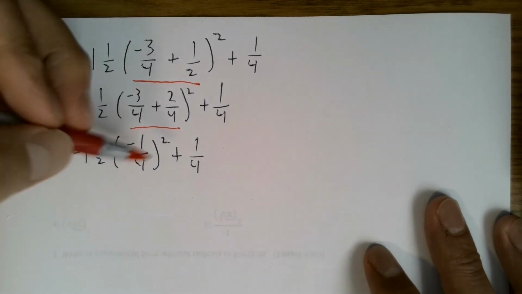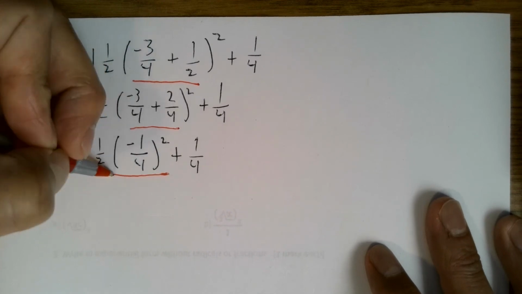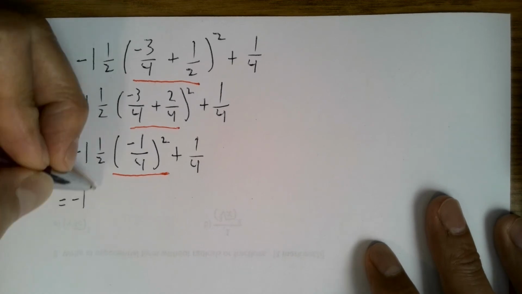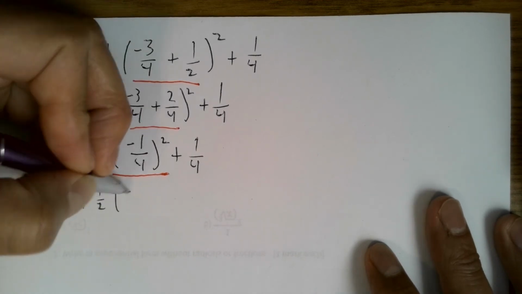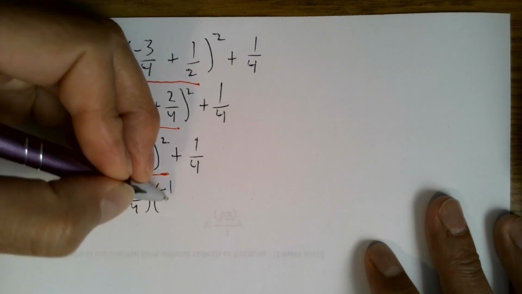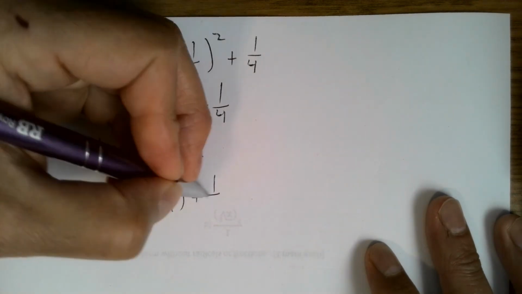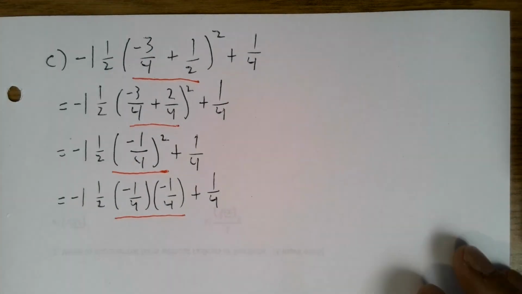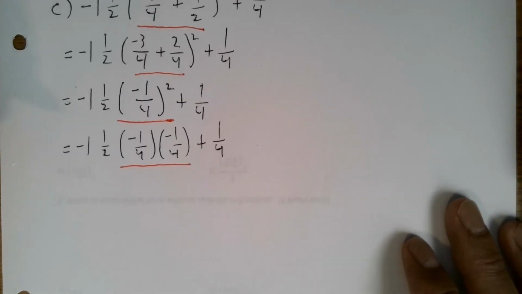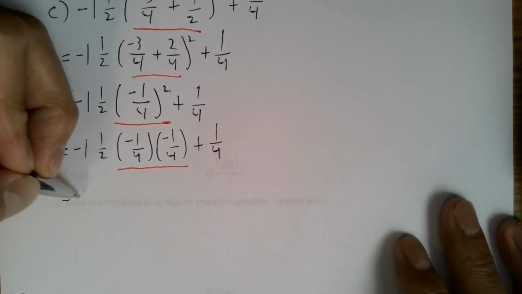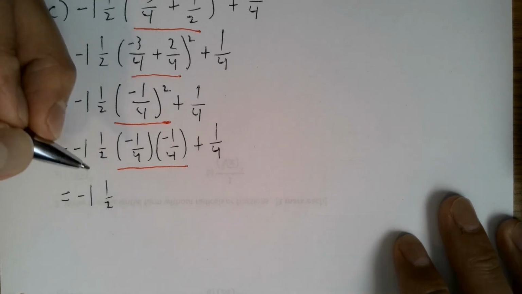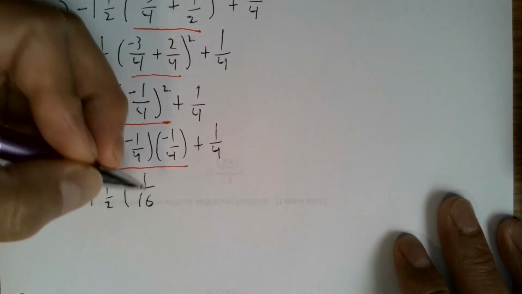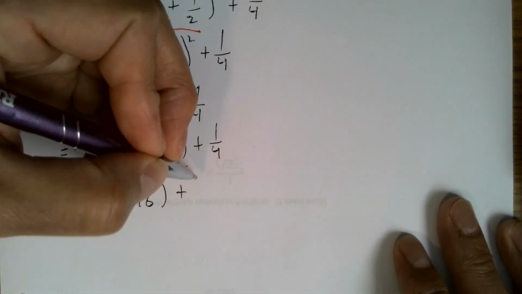Okay, next. Brackets are all done, so I'm looking for exponents now. And to make that easier to think about, I'm going to rewrite that as -1/4 times -1/4. Write everything else exactly the same. And remember, I'm still doing this because that's actually the exponent. Okay, so I've got -1/2 times 1 is 1, 4 times 4 is 16. And then plus a quarter there.